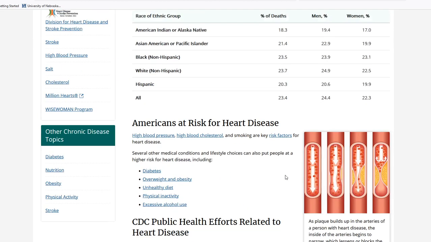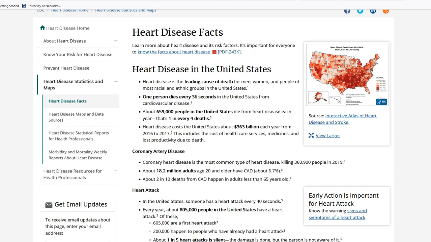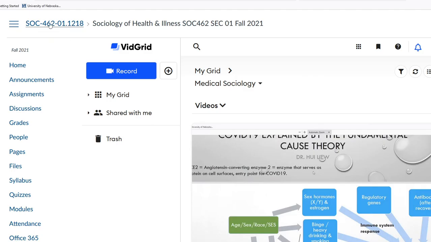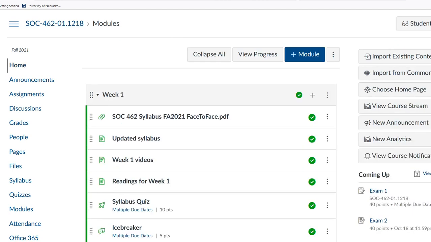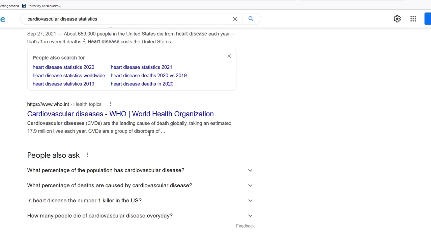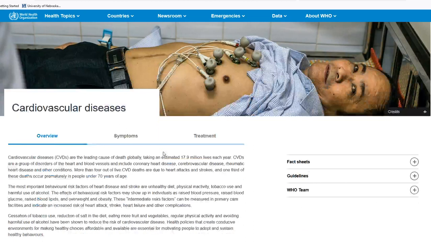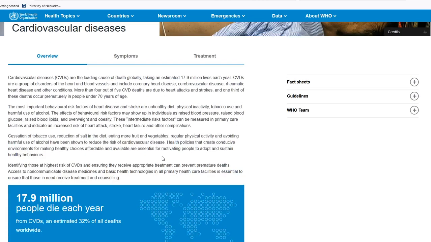Let's see if we get other statistics. Maybe the WHO website has other statistics we don't know. Remember, for the social epidemiology slide in your presentation, you have to include person, place, and time. Are we clear?